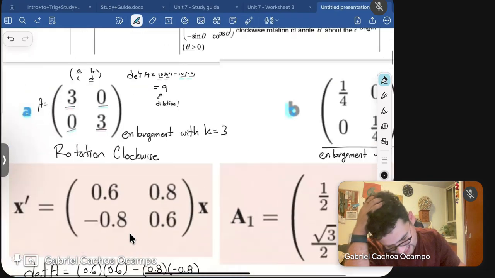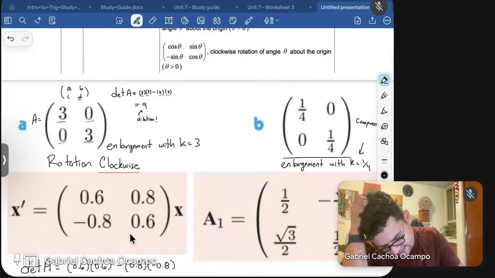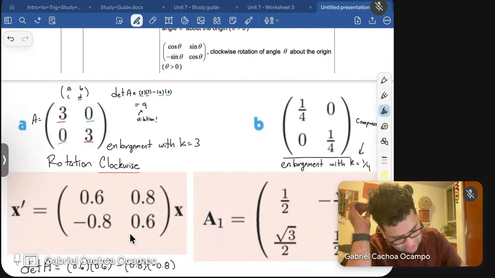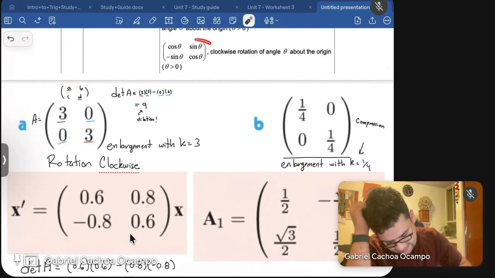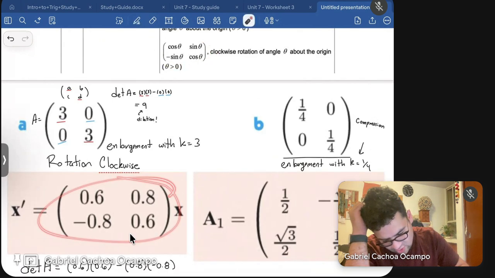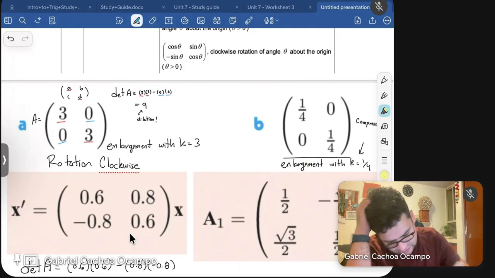So I know that this formula is the formula for this matrix, which means that there is a certain correspondence. This entry is the same as this entry.